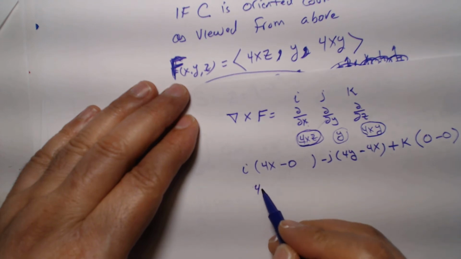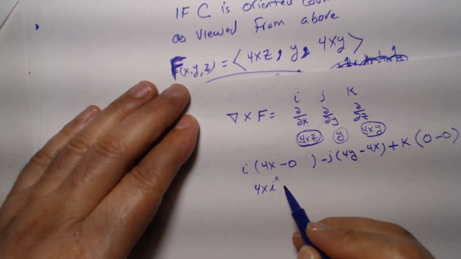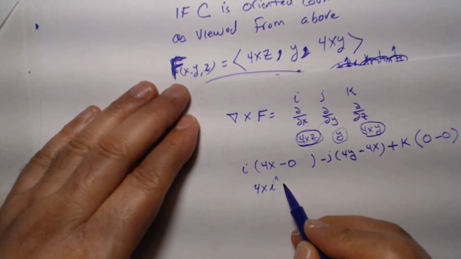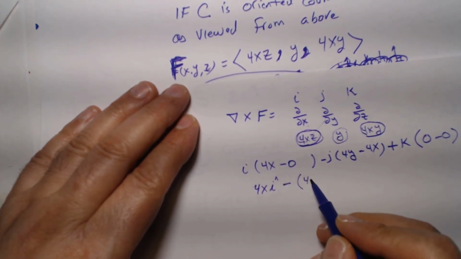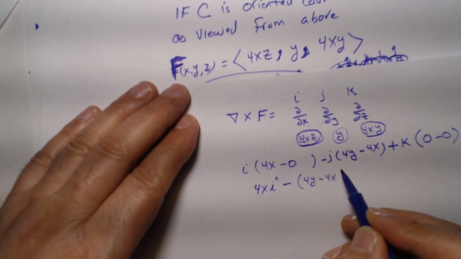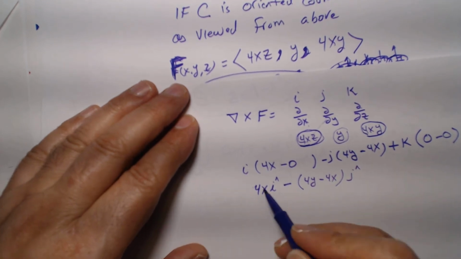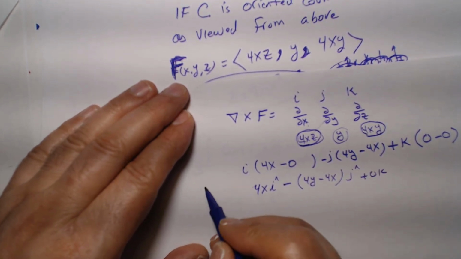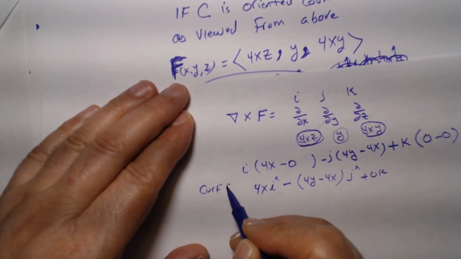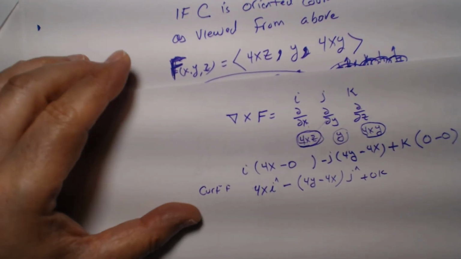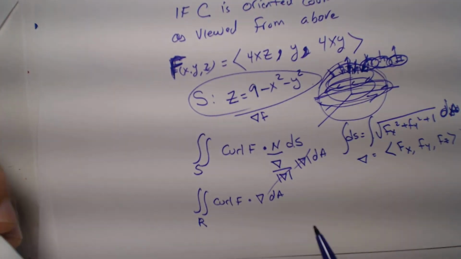Therefore, you have 4x i minus (4y minus 4x) j plus 0k, that's the curl of the vector F. Okay, I got the curl, I need my gradient.